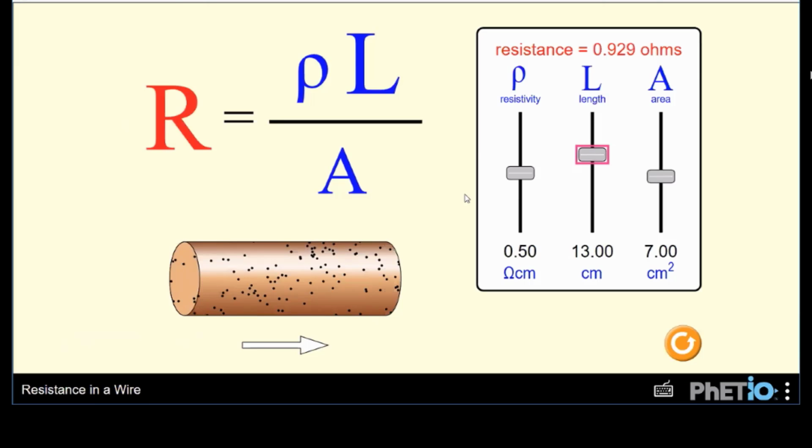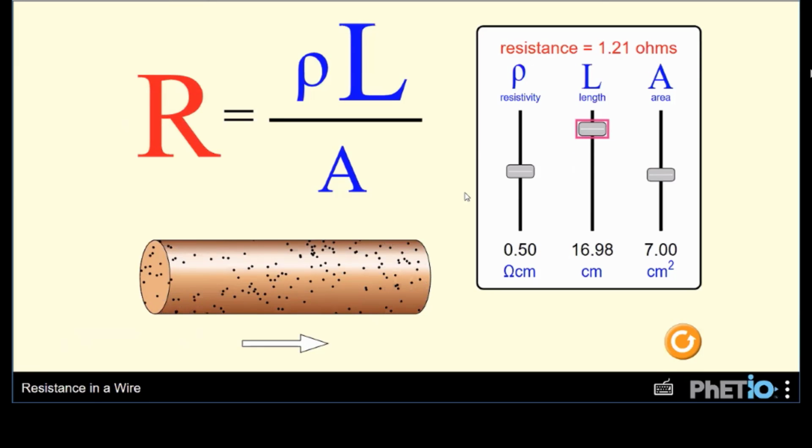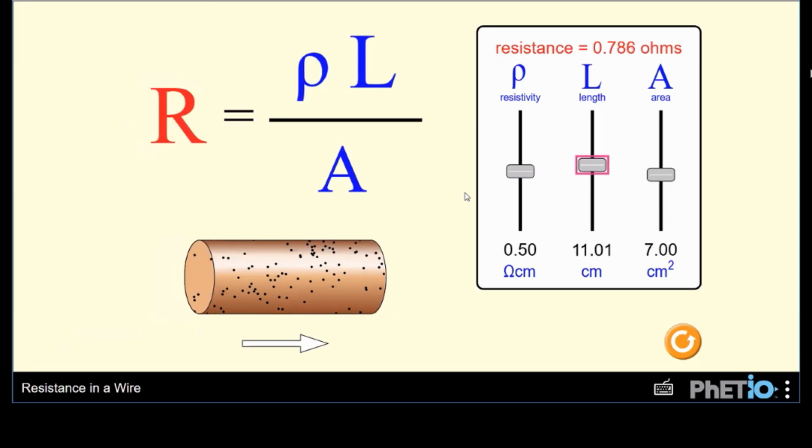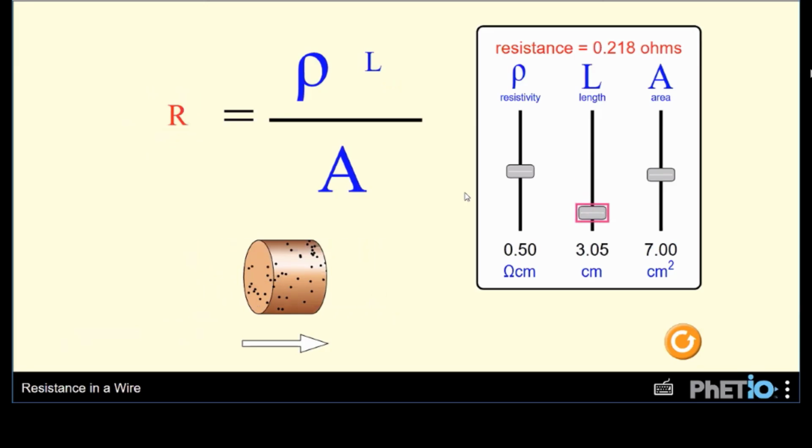13.00 centimeters. As letter L grows, 14.99, 16.98 centimeters. As letter L shrinks, 11.0, 9.0, 3.05 centimeters. Awesome. Rho resistivity slider, 0.50 ohm centimeters. I changed this one.